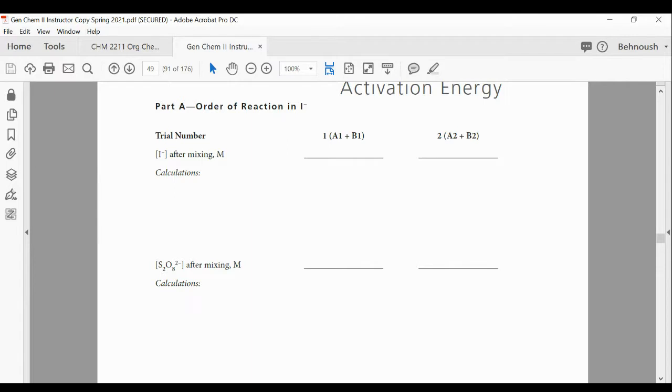Let me make sure that you see the, oh, my video went off. Okay, can you see the paper? Okay, I'm going to find the concentration of iodine for trial 1 only. For trial 1 for now.